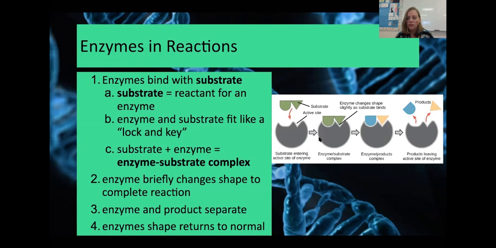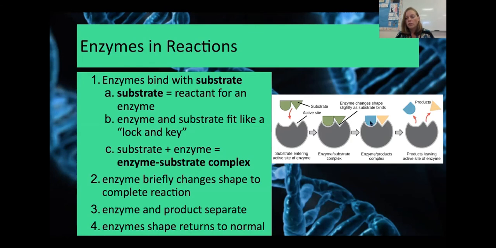When the enzyme and substrate have come together, we call this the enzyme substrate complex. Yes, I know, very creative names we biologists come up with. Once the enzyme substrate complex is created, the enzyme is going to briefly change its shape and form its products. And then you have the enzyme products complex, which I'm not concerned that you know the difference between these two. As long as you know enzyme substrate complex, you're good to go, okay?